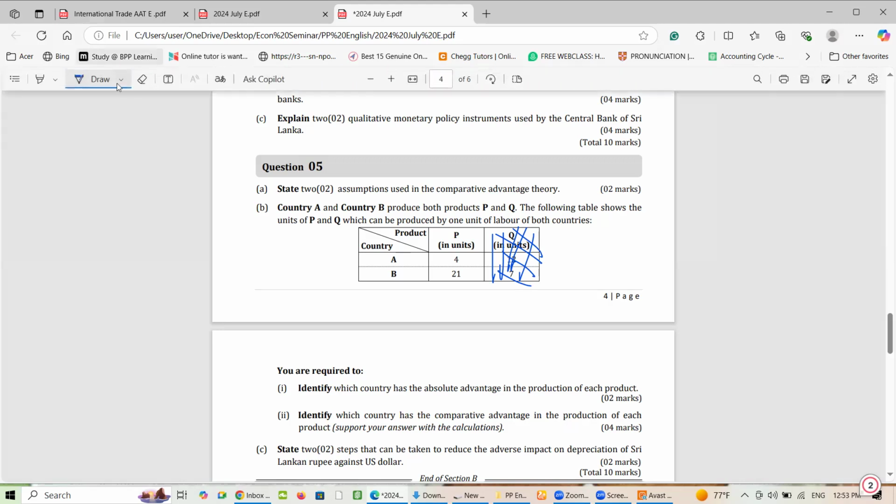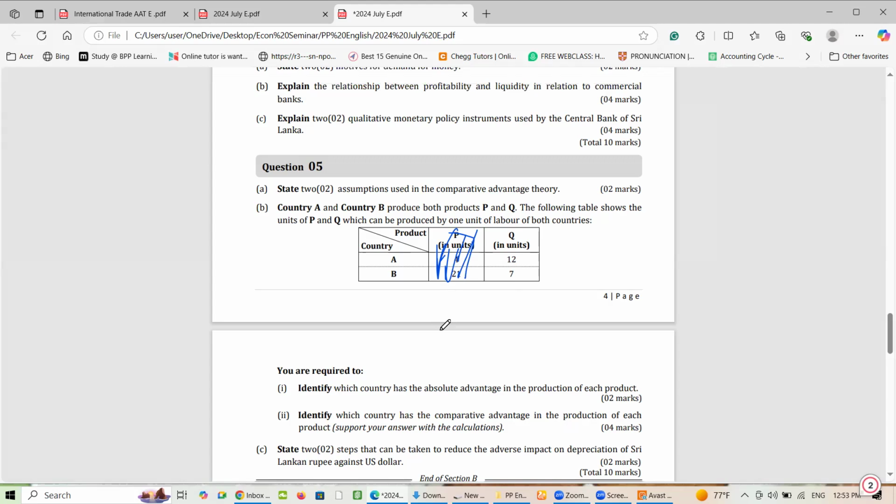Right. Let's look at the other product. Product Q. Then product Q, disregard P. Think of country A and B and product Q. Country A produces 12 units. Country B produces 7 units. Now if you compare A and B, A produces more output than B. So then country A has absolute advantage in production of Q.